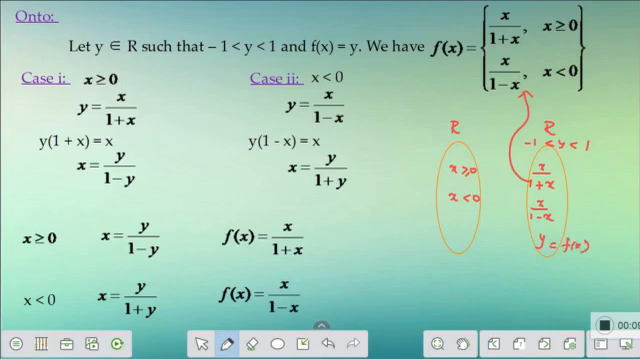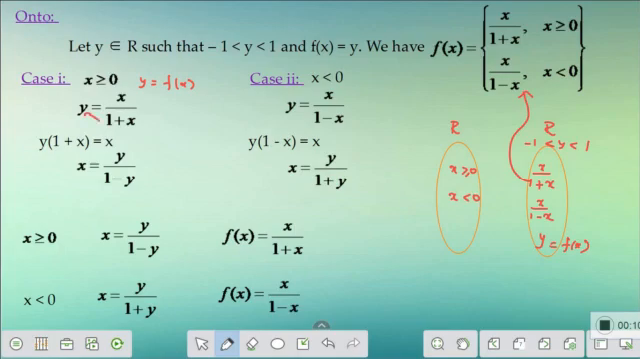Having that in the condition, of course, we have two cases for x here. One is x can be positive and the other one is x is less than 0. Now what if our x is greater than or equal to 0? Again we'll have y equal to f of x. When x is greater than or equal to 0, f of x takes the value x by 1 plus x. So we have y equal to x by 1 plus x.